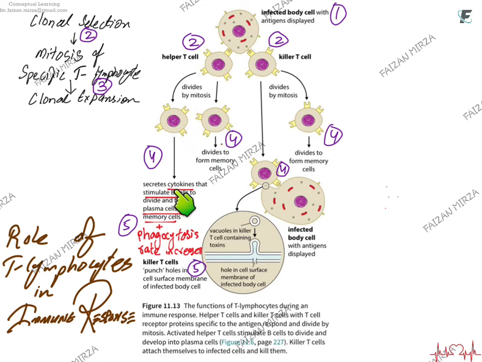So helper T cells end up producing cytokines, and cytokines are the chemicals which are required to stimulate the B cells to divide to form plasma cells and the memory cells, and you know that the plasma cell will start to produce antibodies. Once those antibodies have been produced, the rate of phagocytosis will be increased. So in turn, you can see that helper T cells are the foundation of the immune system.